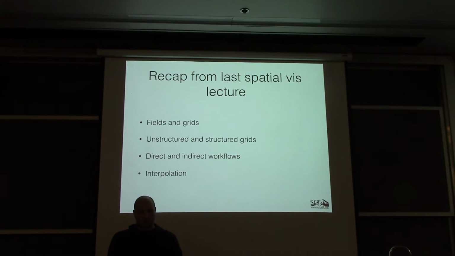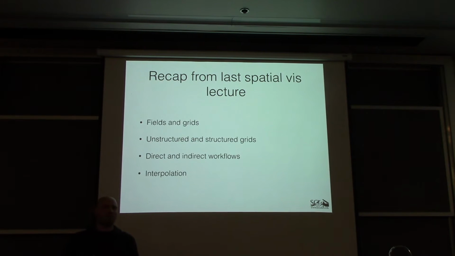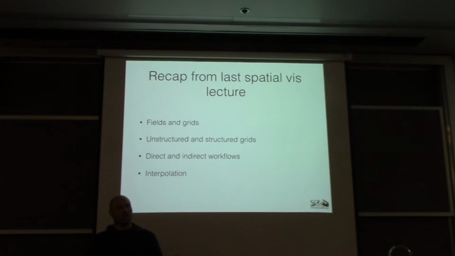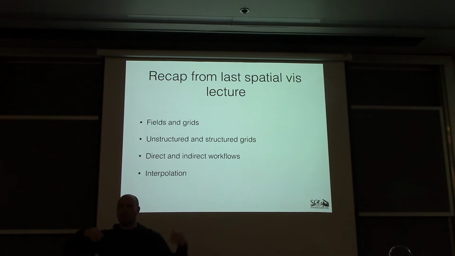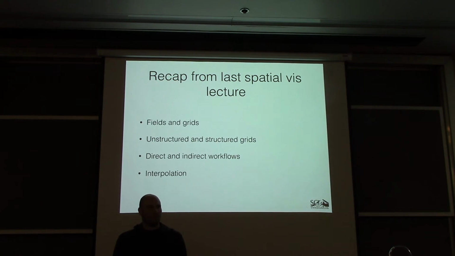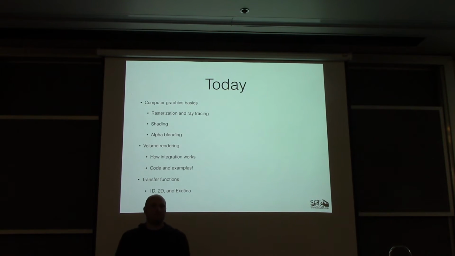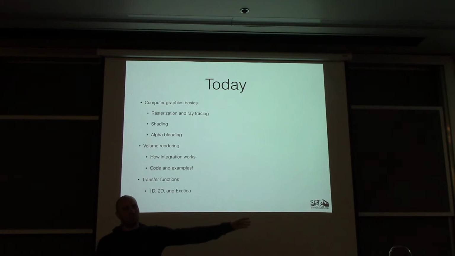We also talked about direct and indirect workflows. So direct would be something like volume rendering, which we're going to talk about today. And indirect would be something like isosurface extraction, anytime you have to do some sort of filter in between the data acquisition and the rendering. And then we talked about interpolation, and I gave some examples about bilinear and trilinear. These are basics that allow us to go from the continuous setting, so fields, to this discrete setting, grids. So today, I will talk about basics of computer graphics.